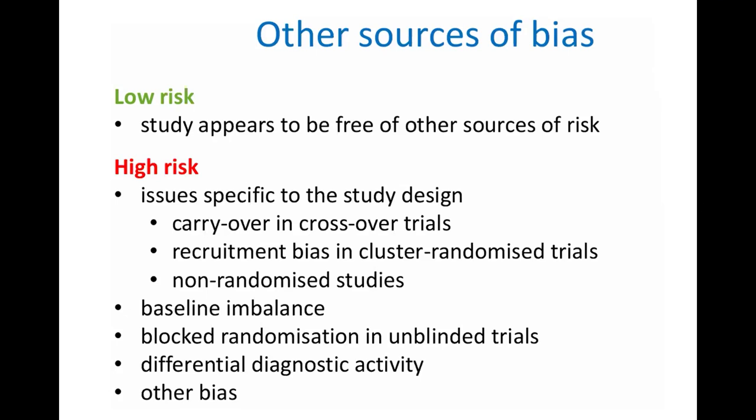Why is this point there? Can anyone answer in the chat box? Block randomization in unblinded trial, why is it high risk? Can you see the point in the high risk of bias from below? The third point, blocked randomization in unblinded trials. Okay, the researcher will be knowing the allocation to treatment.